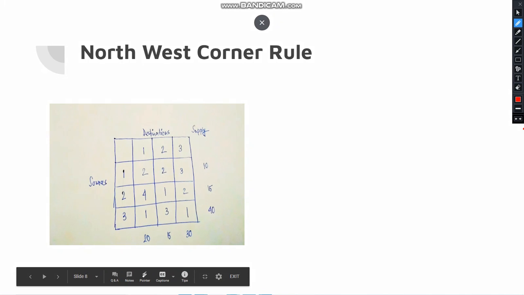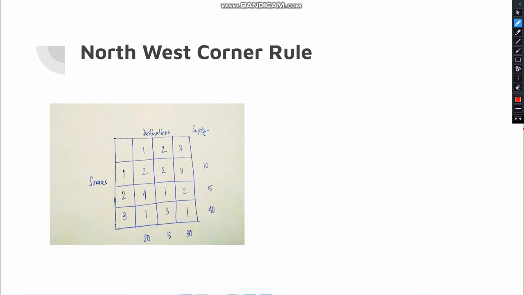So this is what a transportation problem looks like. There are sources, I hope it is visible to you. How many sources are there? One, two, three. How many destinations are there? One, two, three. At source 1 the supply is 10 units, at source 2 the supply is 15 units, and at source 3 the supply is 40 units.